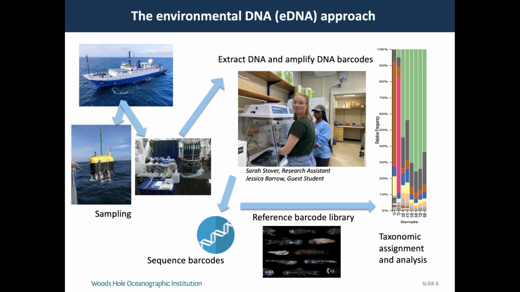So we collect our samples, we take them back to the lab where we do our DNA extractions and sample processing, and we then sequence the barcodes. We call this metabarcoding, and we get back our hundreds of thousands of sequences per sample. And then what we have to do is called taxonomic assignment, by comparing our data to reference barcode libraries that contain sequences from specimens that have already been identified, that we're confident in the identification.